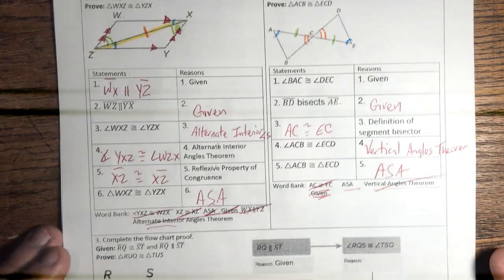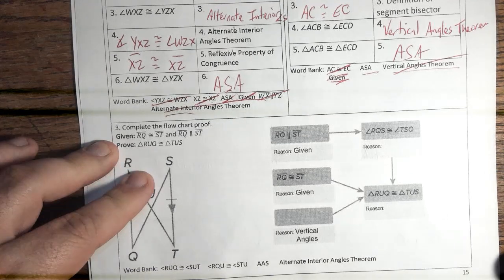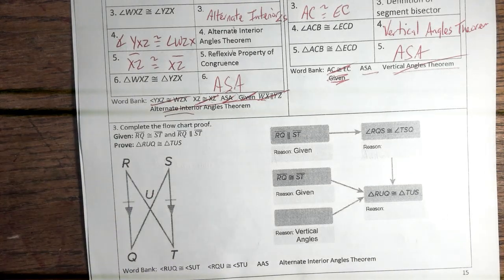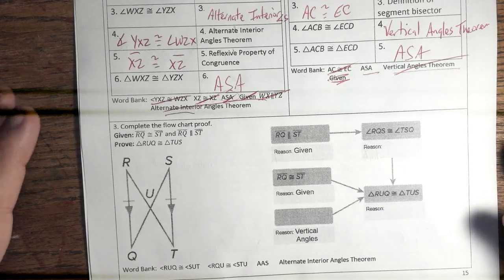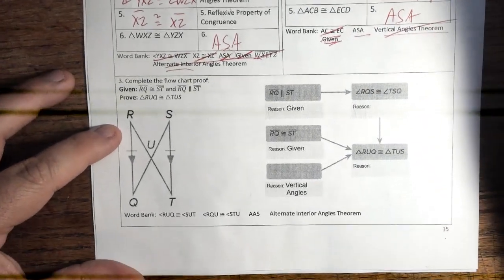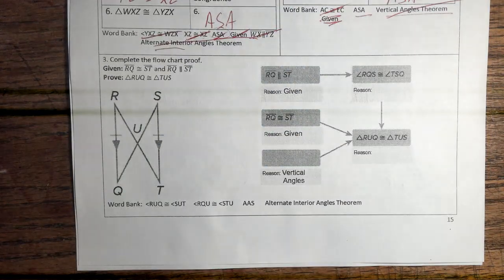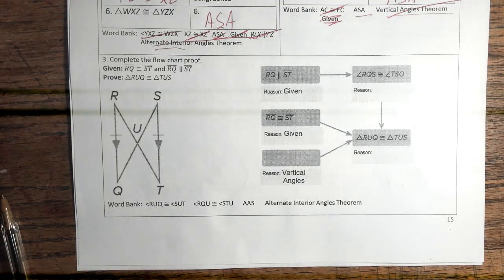All right, number 3 at the bottom. This is the last, I think. Let me make sure. Nope, we got one more page. So yeah, at the bottom here, I think this is a we do, so that means it's a me do. So number 3, complete the flowchart proof. So let's start marking as we go.